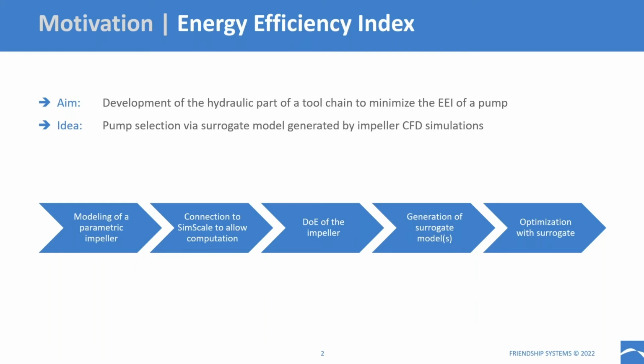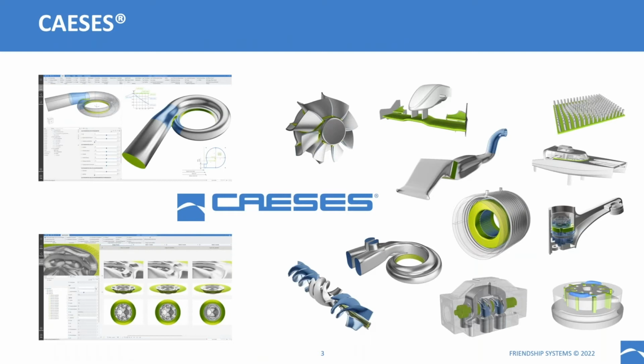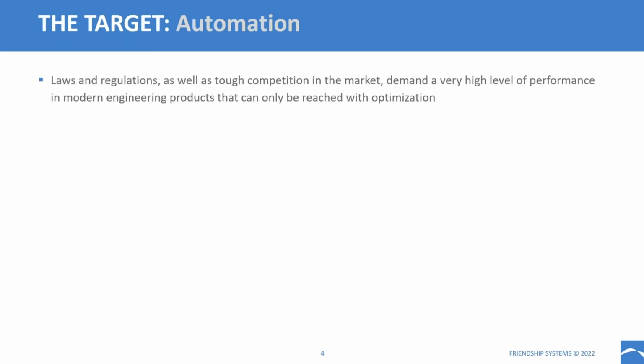Okay, before we get into these steps, let me just very briefly talk about CAESES, because I'm sure several people who join here today are not familiar with what we do and what our tool is. So the target of what we're doing here at Friendship Systems and with our tool CAESES is automation of the design process, or at least of parts of the design process. And the reason is that there are laws and regulations, as we see here with the energy efficiency index, as well as competition on the market, so that the products that are being designed need to be performing very well.